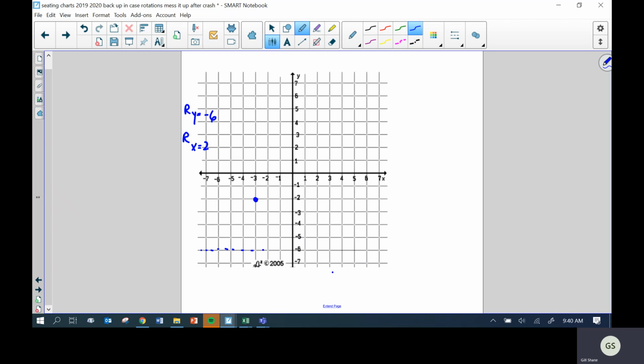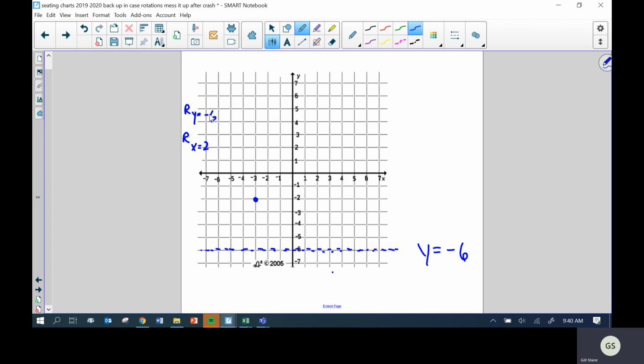It's a horizontal line. Anytime you have y equals a number, it's always a horizontal line. If you have x equals a number, it's a vertical line. So if you don't remember that, you need to write that. This is y equals -6. Again, y equals just some number is always a horizontal line, whatever that number is.